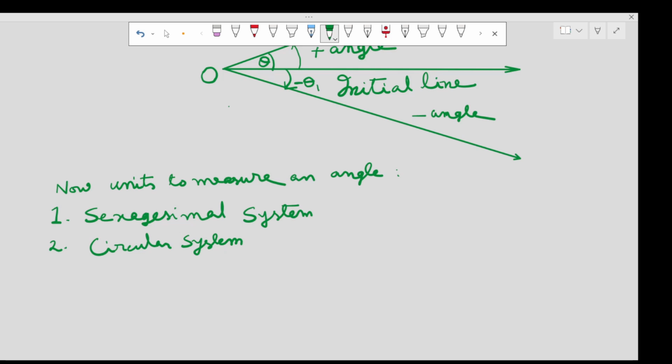First discussed about hexadecimal system.